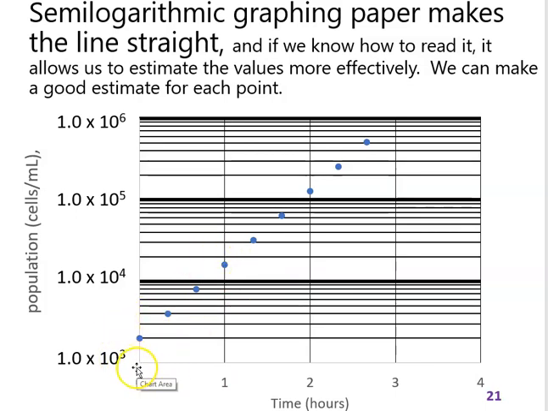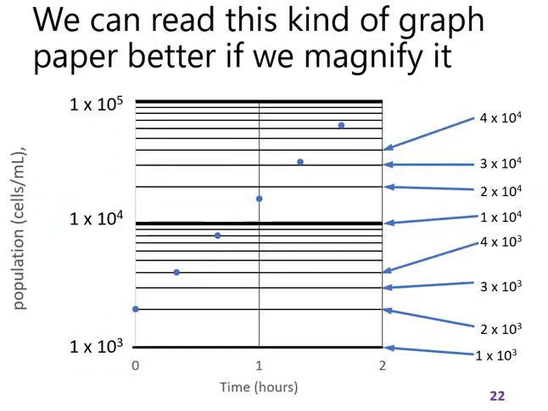If we go up by a multiple of 3, we go from 1 to 3, and that's the same distance from 3 to 9, and from 9 to 27. That's how this is supposed to work. And to go up by a multiple of 10, we go up by one of these big lines. So there you have it. That's what semilog graphing is supposed to do.